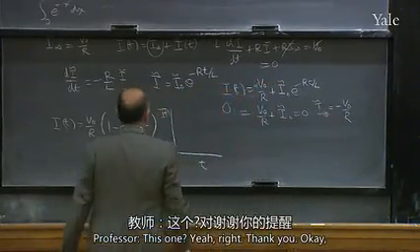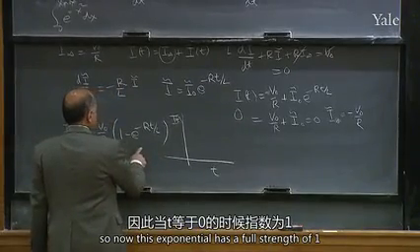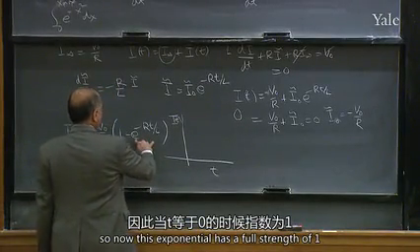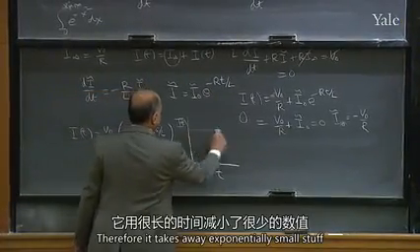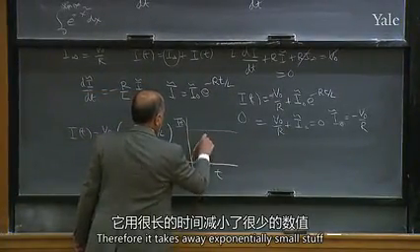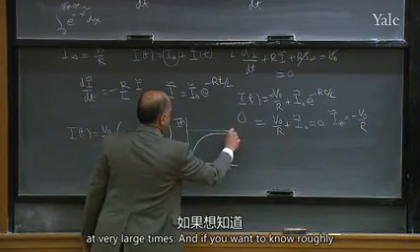Thank you. Okay, so now this exponential, which has a full strength of 1 at time equal to 0, goes to 0 at time equal to infinity. Therefore, it takes away exponentially small stuff at very large times.